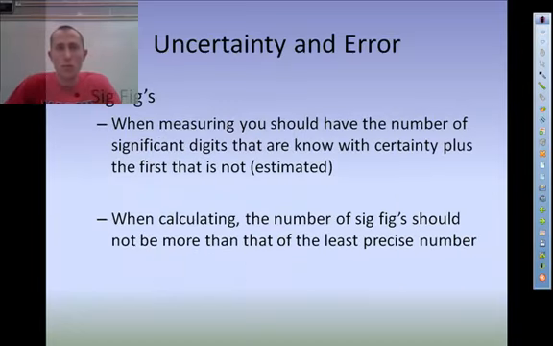Now, with IB, we try and keep a relatively accurate number of significant figures, but as long as you're within 2, as far as IB is concerned, you're okay, but it's nice to know what they should be. When you're measuring, you should always obviously measure as precisely as you can with a specific device, but then we do what's called estimating the first uncertain digit.